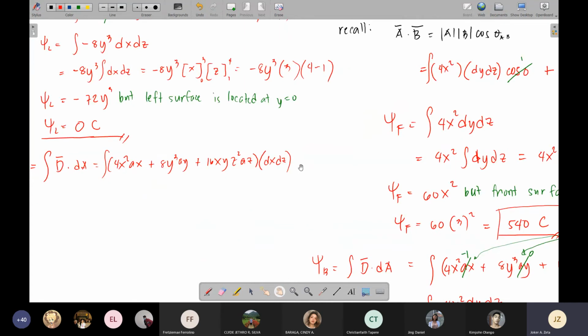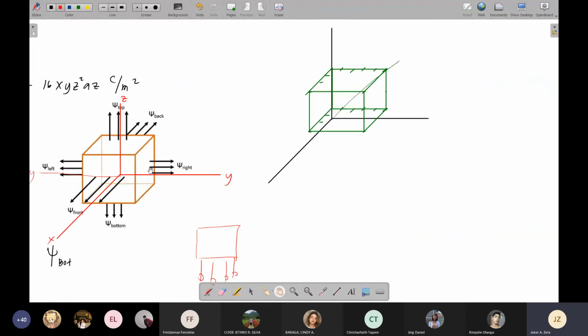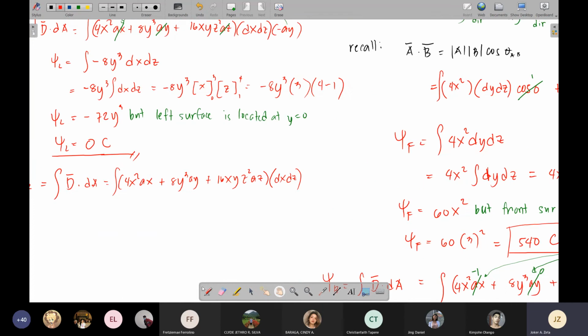Now, what is the location or direction of the right surface? Of course, if the charge goes out through the right surface, its direction should be going towards the positive y-axis. So going towards the positive y-axis, the direction for the right surface would be AY. AX and AY, the angle between them is 90, so this becomes 0. AY and AY, angle between them is 0. Cosine of 0, that is 1. And AZ and AY, angle between them is 90. Cosine of 90, that is 0.